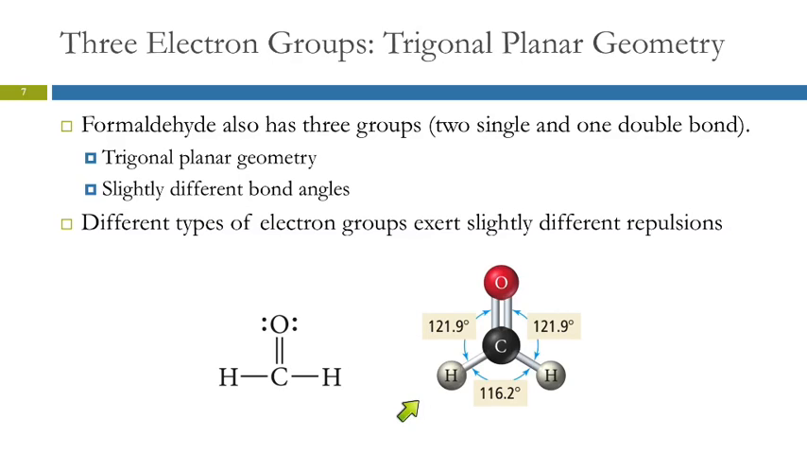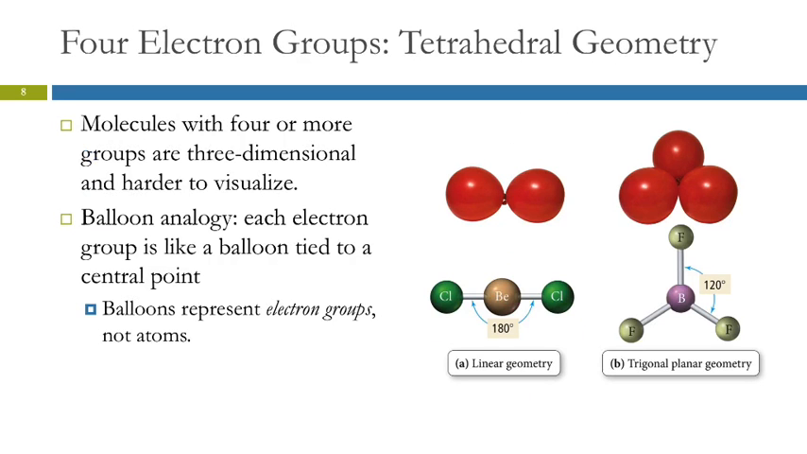I am not going to ask you to know specific angles for these guys, but I would like you to be able to predict that this is going to be larger than 120 and that this one's going to be less than 120 because this is bulkier and more repulsive. Okay? Now with the 4.